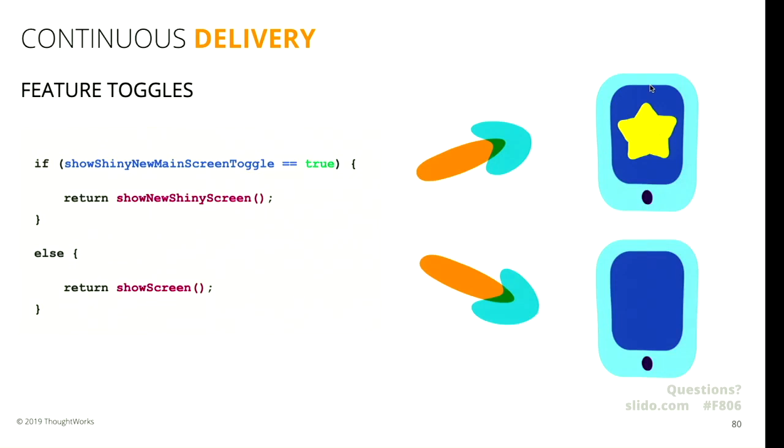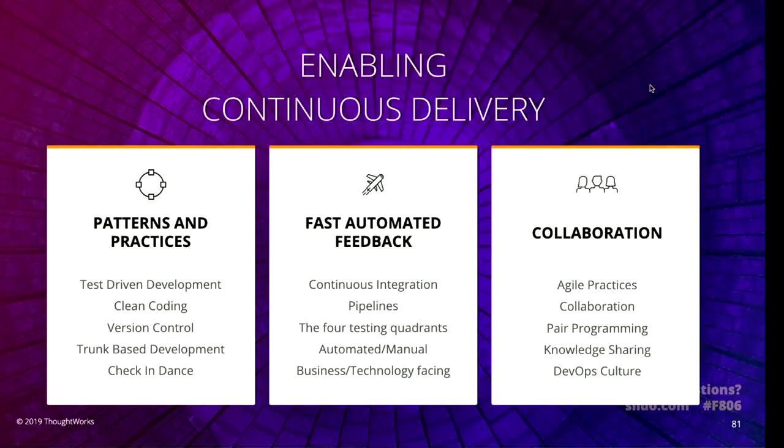It enables you to do two things. Either prepare for a big launch, hide things that are not ready yet, or just wait for the business to say, yes, we're happy to continue. And that was it, the 3 pillars of continuous delivery.